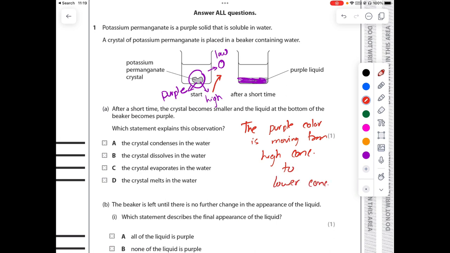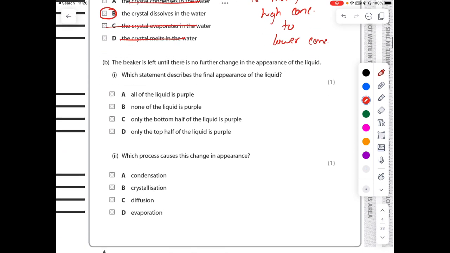So what is happening over there? It is because of dissolving. So option B is going to be the correct answer. Because it's not evaporating, it is not melting, and it is not condensing. It is dissolving and moving from higher concentration to lower concentration. That is 1A. 1B. The beaker is left until there is no further change in the appearance of the liquid.